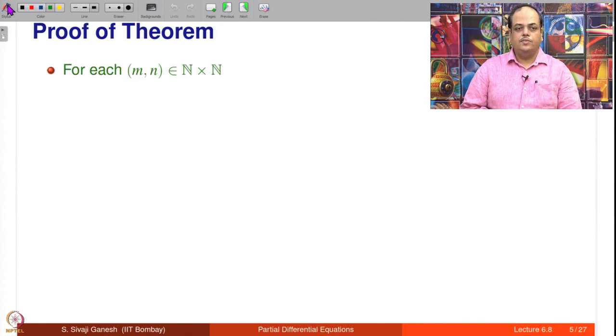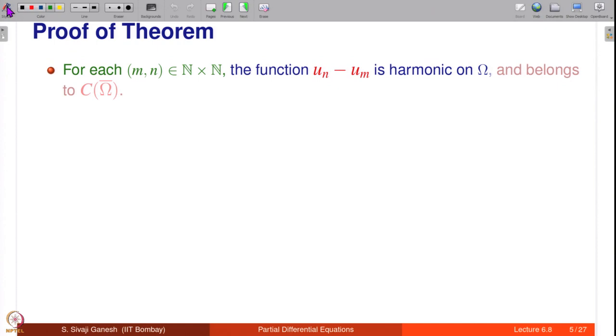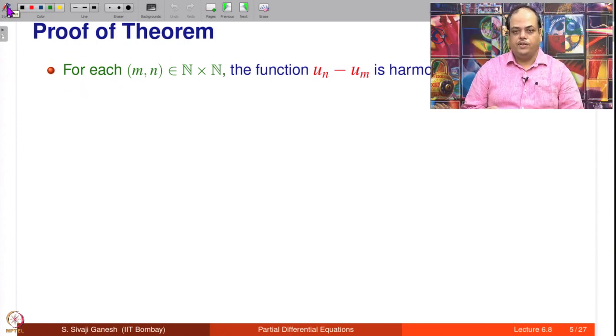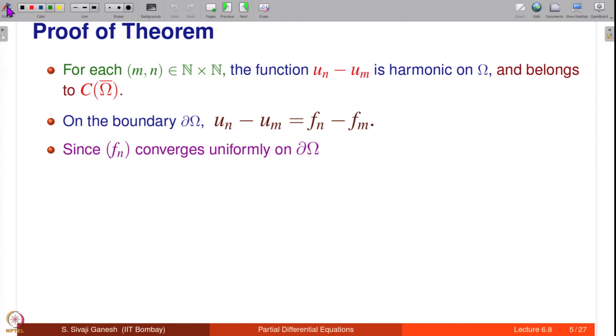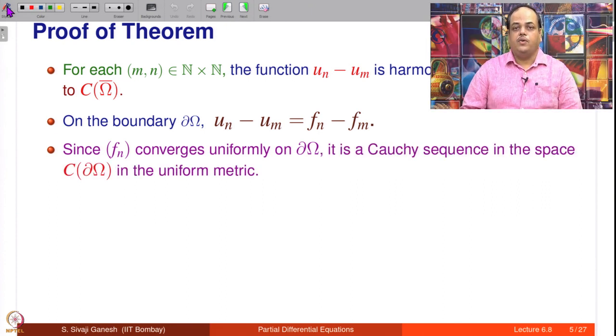Let us turn to the proof of the theorem. Fix m and n. Then un minus um is harmonic on omega because it is a difference of two harmonic functions, and belongs to C of omega bar because both un and um belong to C of omega bar. On the boundary of omega, un minus um is nothing but fn minus fm, because un is fn on the boundary and um is fm on the boundary. Since fn converges uniformly on the boundary of omega, it is a Cauchy sequence in the space C of boundary omega with the uniform metric. Uniform metric means the distance between two functions, let us say f and g in C of boundary of omega, is defined as the maximum, as x varies in the boundary of omega, of modulus f of x minus g of x.